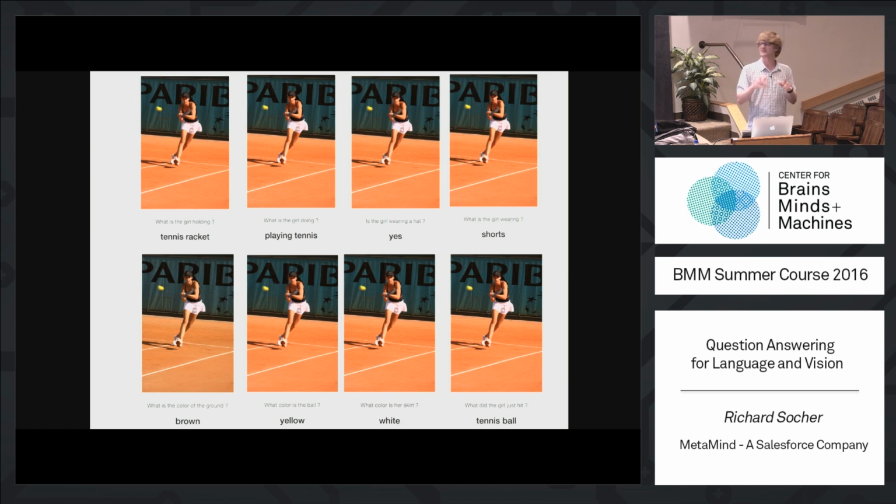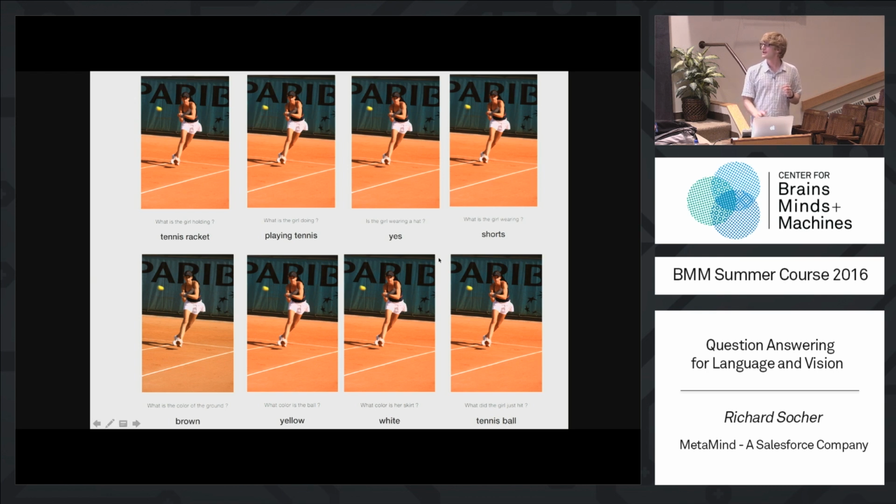Brown. Then I started to say, all right, let's try to mess with it and see if it's just, oh well, all tennis courts it's seen are brown. So I said, what color is the ball? And it actually pays attention to that ball and says it's yellow. And then, what color is her skirt? It's white. The model might think it's shorts, but when you actually ask for the skirt, it's still roughly invariant to those things.